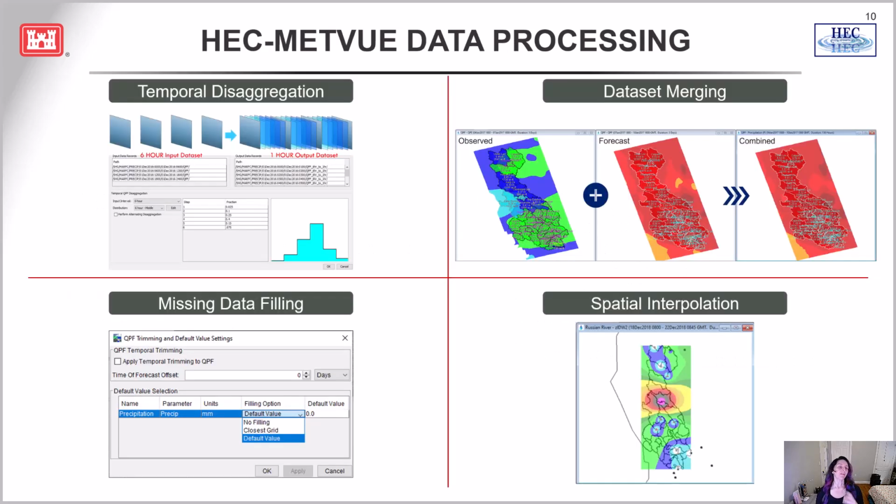This is just a visual look at what HEC-MetVue can do. An example of the temporal disaggregation is in the top left corner, as we discussed. Directly below that, you're filling missing data, and then you can take data sets and actually merge them. You can take your observed and forecast and merge them together. That is another form of processing that is available to you in HEC-MetVue. And finally, you have the spatial interpolation below, where they have that point data and they've interpolated it over a vast area.